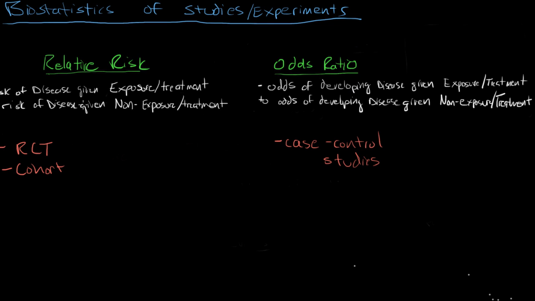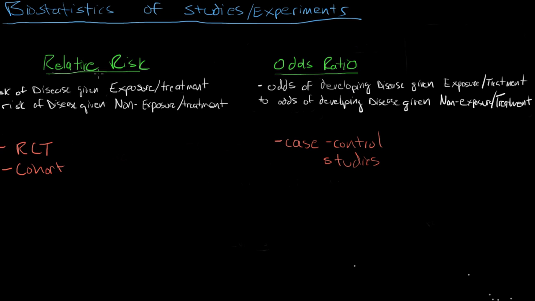When discussing biostatistics of any experiment and result, we always have to start by looking at how our results are reported in literature. Most results in studies are either reported as a relative risk or an odds ratio, or some form of the two. And it's important to understand the difference between the two, and we'll use some examples.